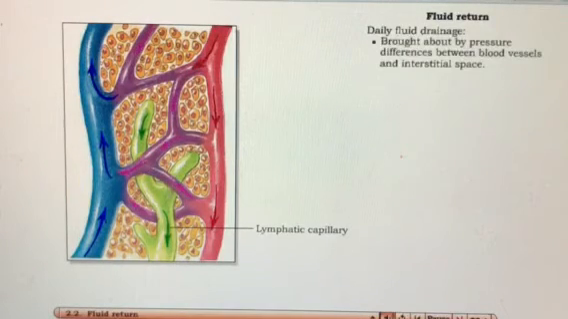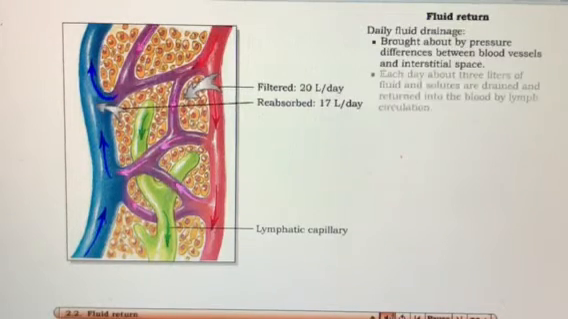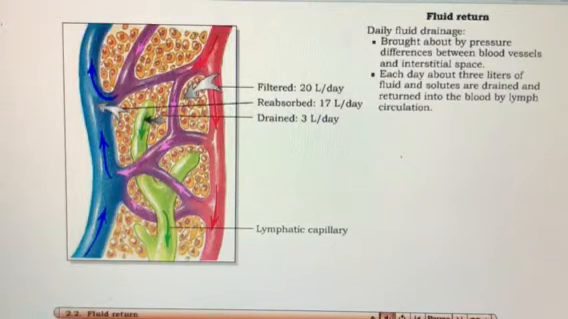Due to pressure differences between blood vessels and interstitial space, significant amounts of fluid and solutes filter out of the blood and are not reabsorbed. Each day, about 20 liters of fluid and solutes are filtered out of capillaries at the arterial end. About 17 liters are returned back to the bloodstream at the venous end. The remaining 3 liters of fluid and solutes drain from blood and tissues into lymphatic vessels.